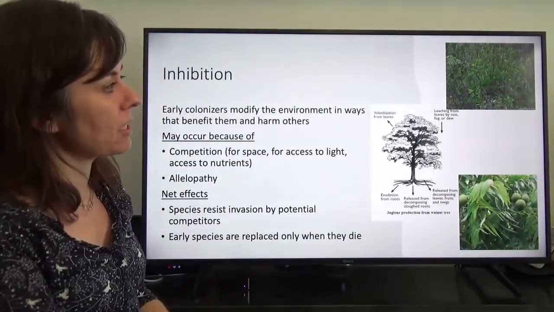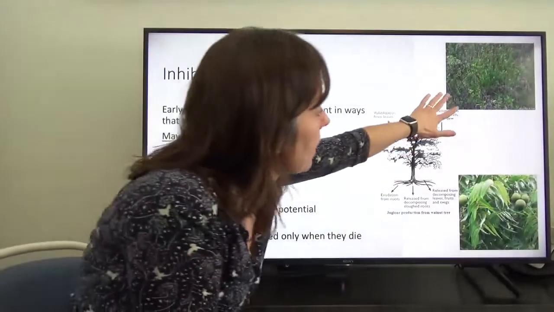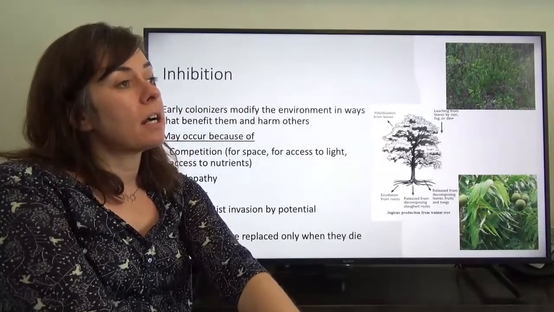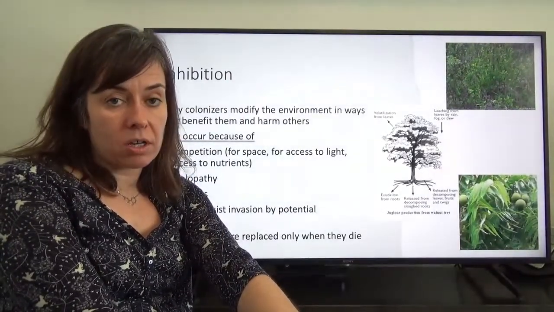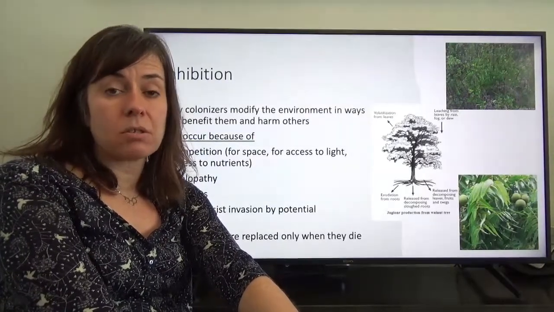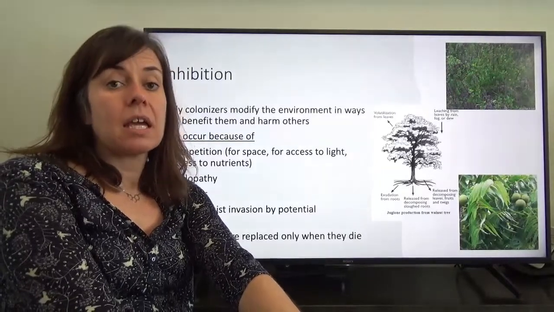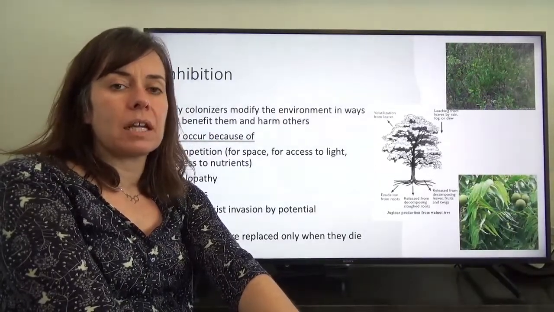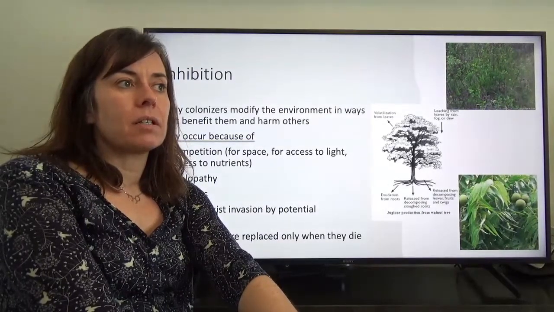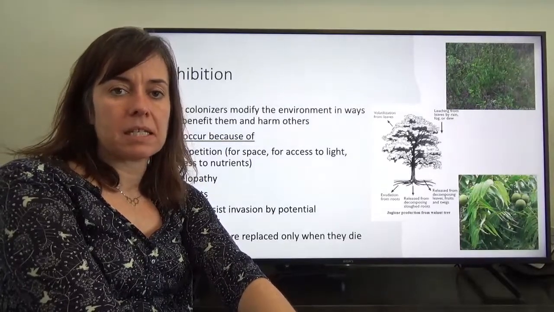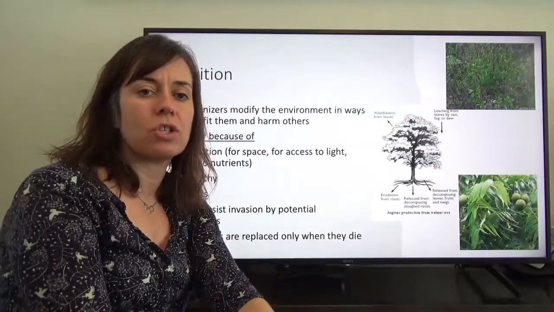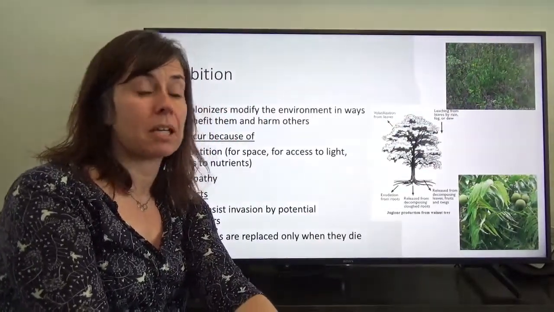A great example of this is birch shrubs in boreal Scandinavia, which can release allelopathic compounds into the soil, which impact the establishment of mycorrhizal associations of other plants. In that way, they have a negative impact on the other species, and this may allow them to have a competitive edge and do better in that system than other species that might come in.